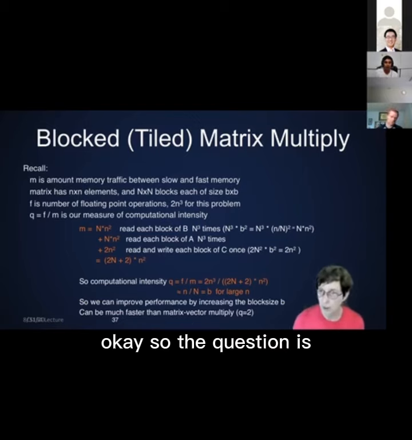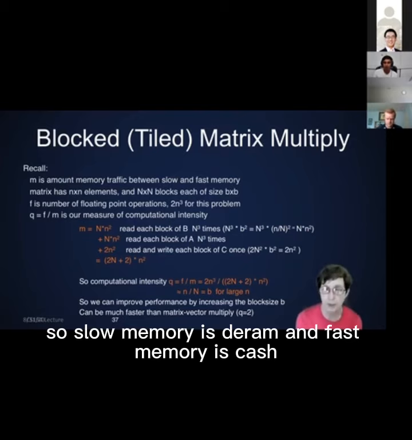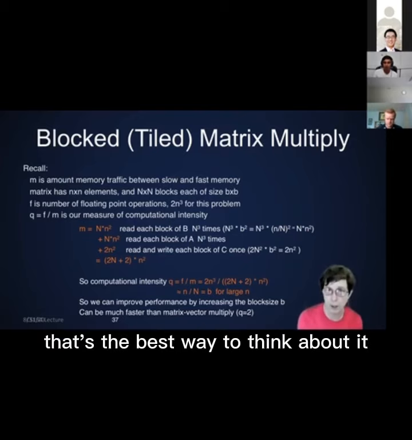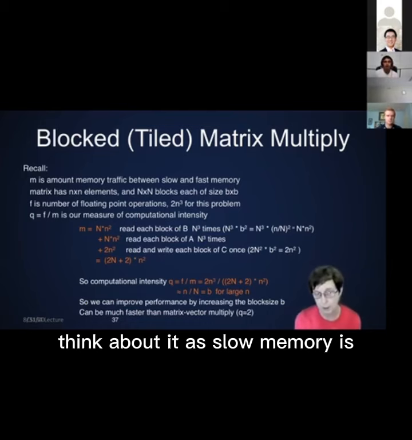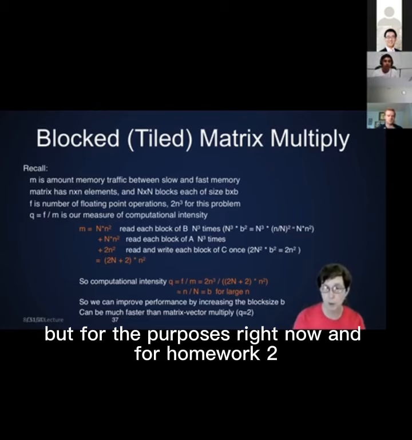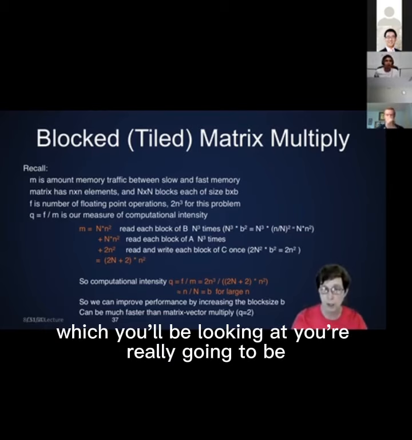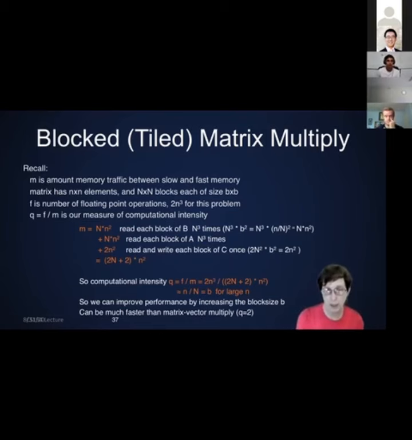Okay, so the question is, can I distinguish between slow and fast memory again? Slow memory is DRAM and fast memory is cache. That's the best way to think about it. Although I can also think about it as slow memory is cache and fast memory is registers. But for the purposes of right now and for homework 2, you're really going to be blocking for the cache. So just think of it as DRAM and the cache.